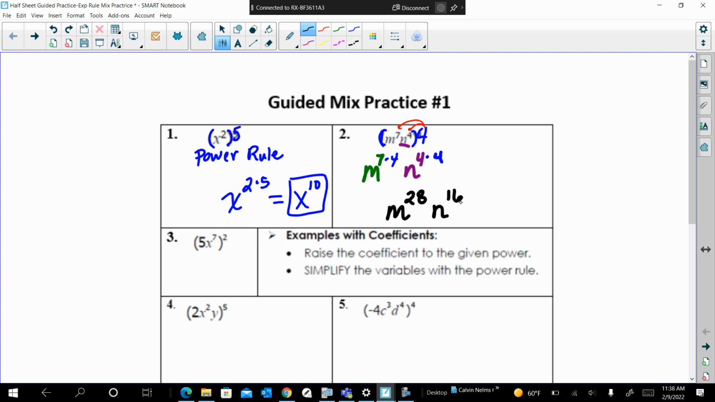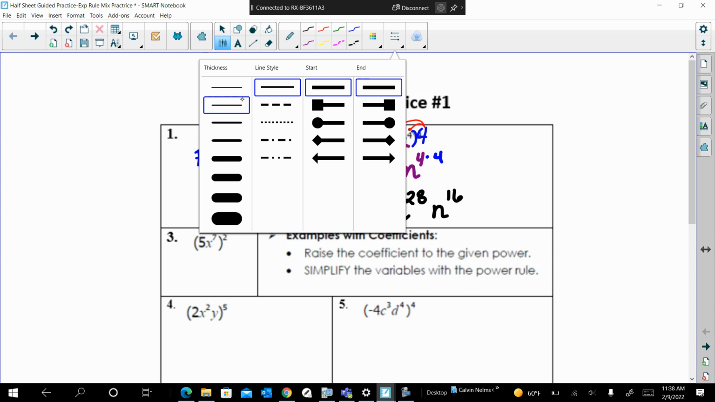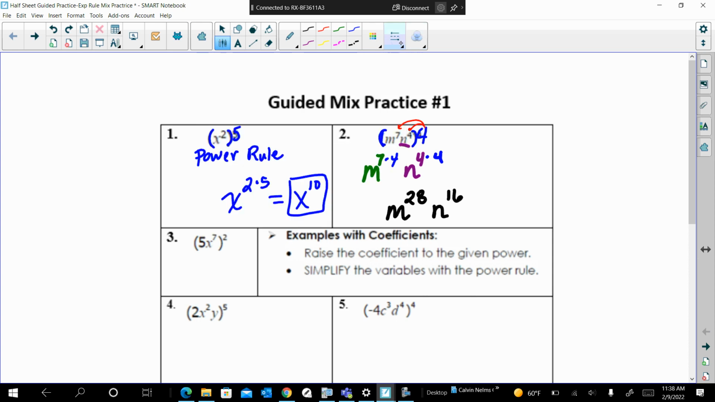All right, number 3. Again, hopefully you recognize, you see the parentheses, and we have the exponent outside the parentheses. So again, this is the power rule. What do you think the answer is? Close. You're close.